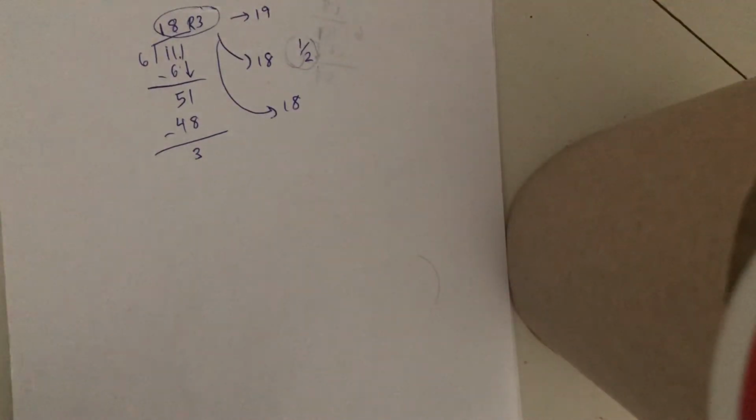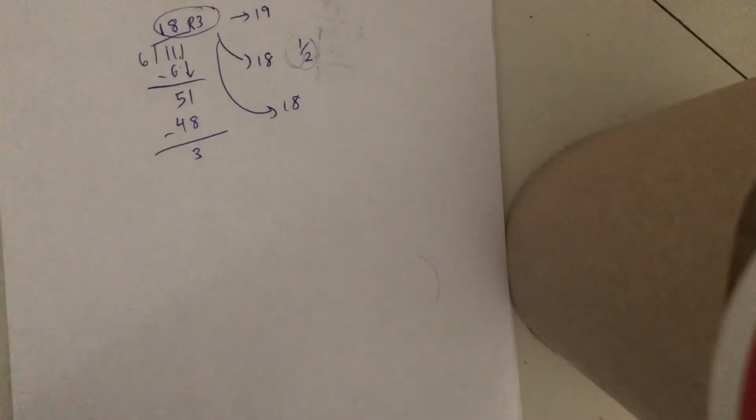Why did Desmond leave out the remainder? He didn't say 18.3. He didn't say 18, remainder 3. He didn't say 18 and a half. He didn't say 19. He just said 18. Why did he do so? He did so because there weren't enough stickers.